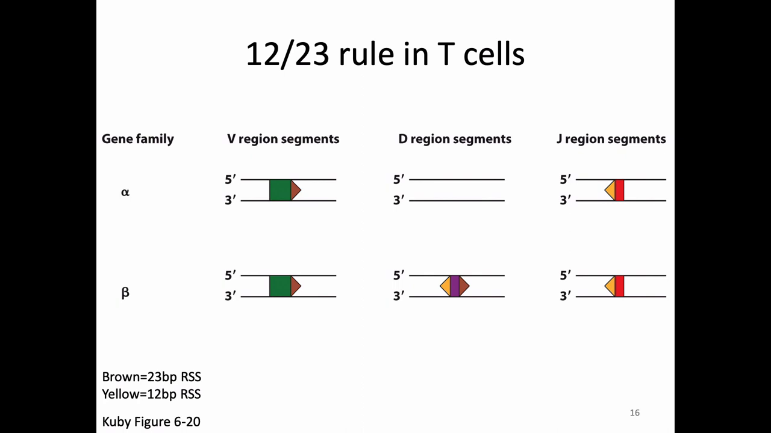Yeah, Jamie. Inversional joining can happen, yes. So all of this is pretty similar to what we've seen so far in terms of VJ recombination. All of it follows from things we've already learned.